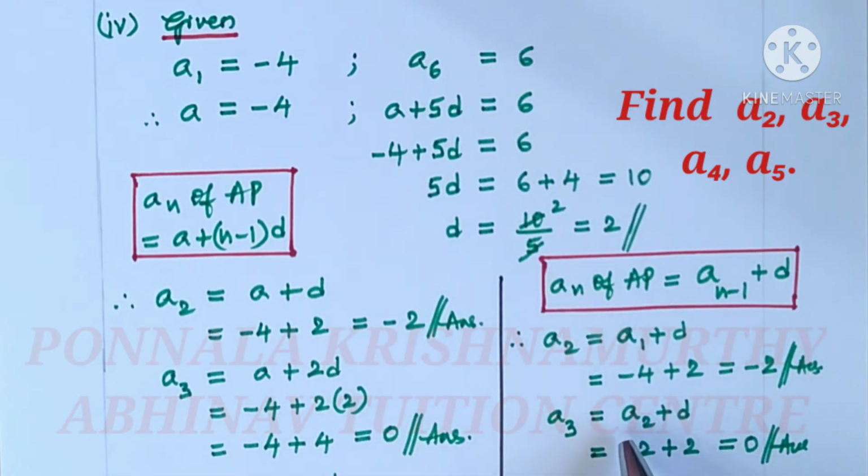In this method, a3 equal to a3 minus 1 plus d. 3 minus 1 is 2. So a3 equal to a2 plus d. That is equal to a2, which is nothing but this minus 2, plus d, which is 2. Minus 2 plus 2 is equal to 0. Answer.